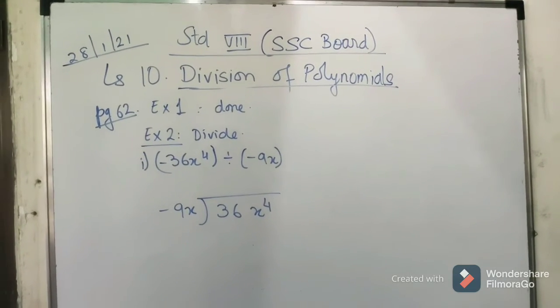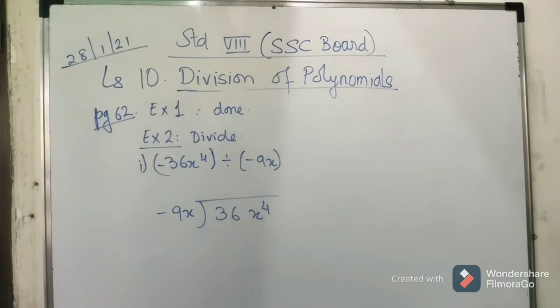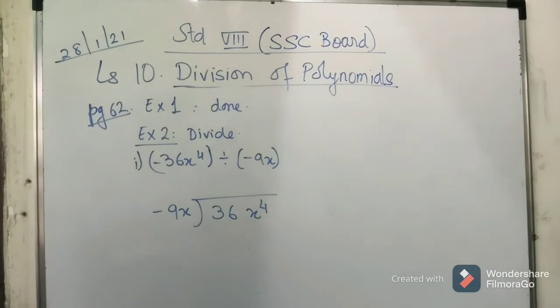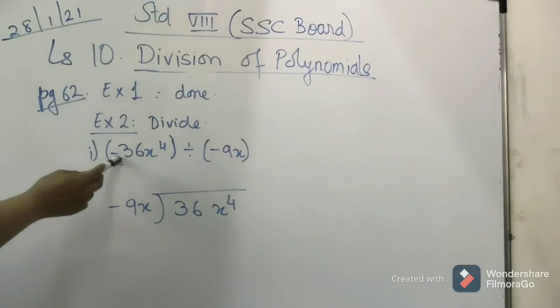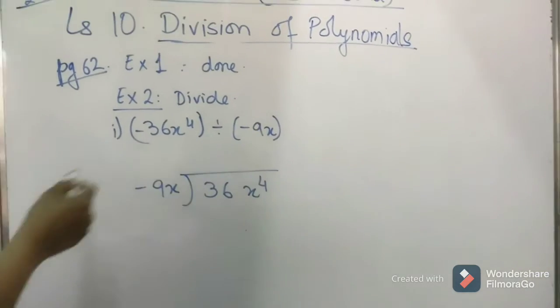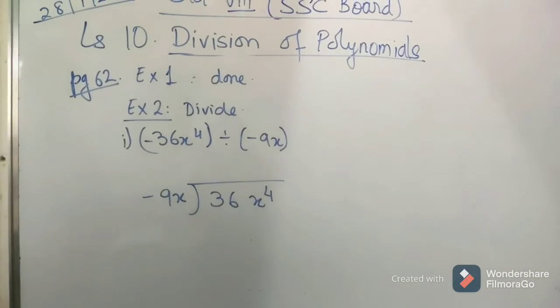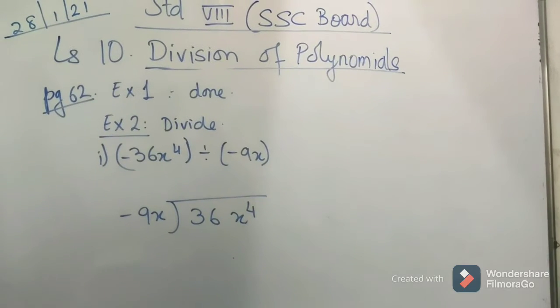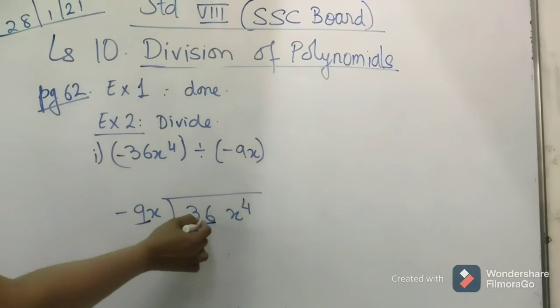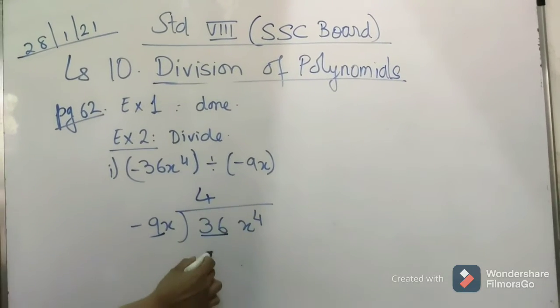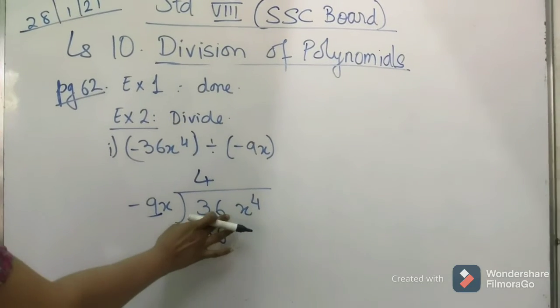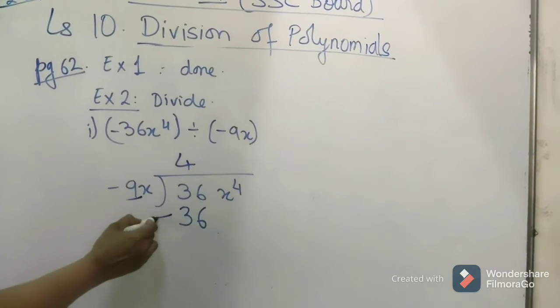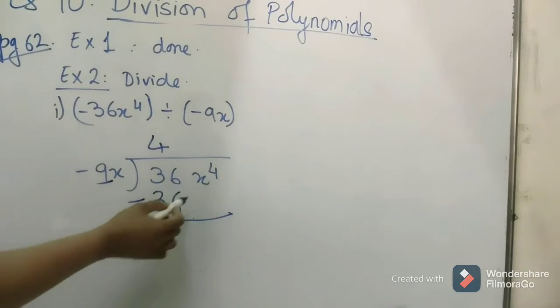Again it says divide and write the correct terms in the boxes. So the first sum here is minus 36x raised to 4 divided by minus 9x. So I have written here division. I know in the table of 9, 4 times is 36. So I write here 36 and I write the minus sign. Now what to do with the x terms?